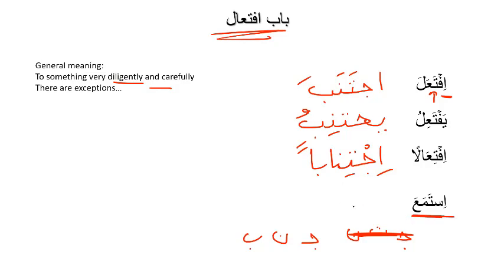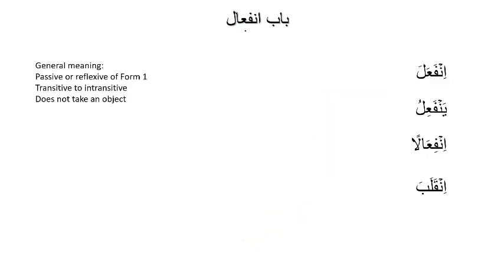Istama'a, the root is seen, meem, ayn, which has to do with listening. So istama'a, yastami'u, istima'an would be to listen very, very carefully. All right, so to do something, but to do it very diligently and carefully. So that is Babe Iftial. This is the second last one, Babe Infial.